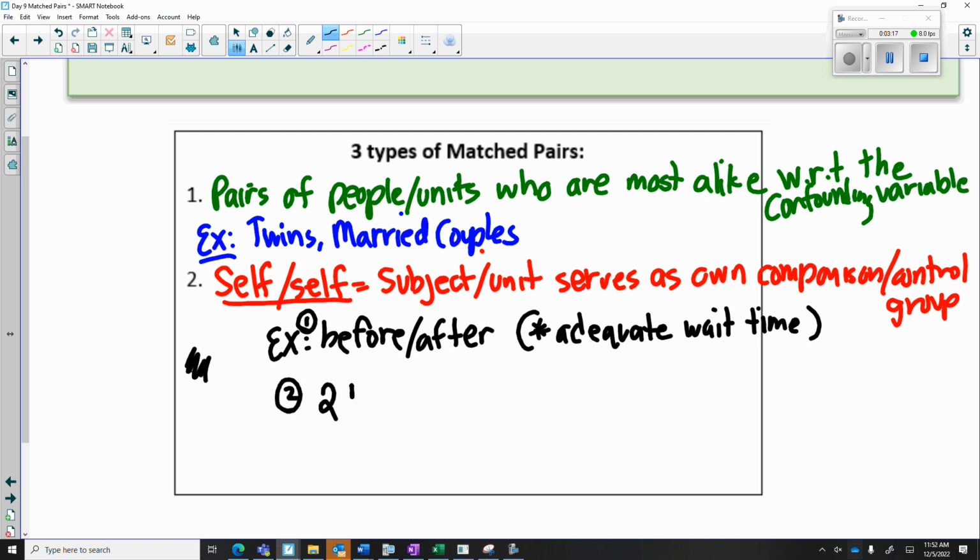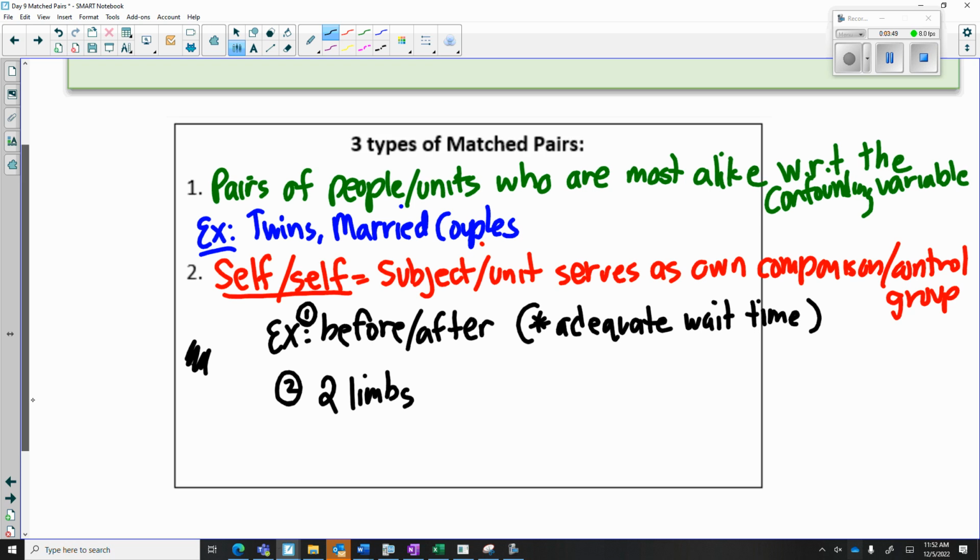And the other one is 2 limbs, I like to say. So basically you have 2 arms. Hopefully you randomly assign the treatment within your 2 arms. You let heads represent your right arm is going to get the new sunscreen. Let tails represent that the left is going to get the new sunscreen. Give the remaining arm the existing formula sunscreen, and then compare your 2 arms to themselves after you go out in the sun for X amount of hours.